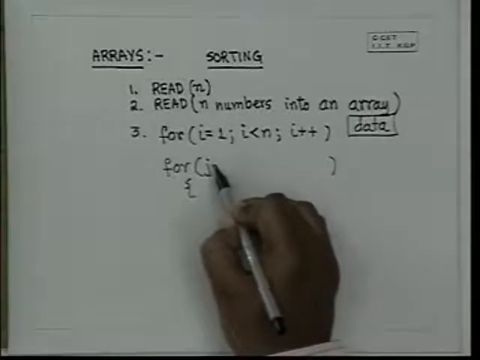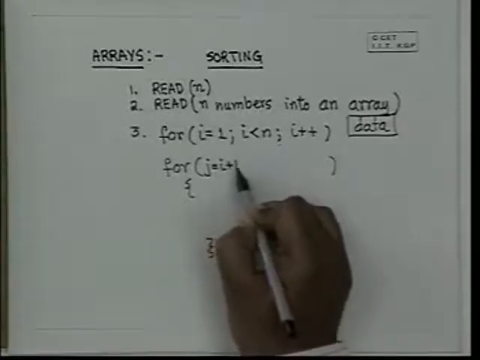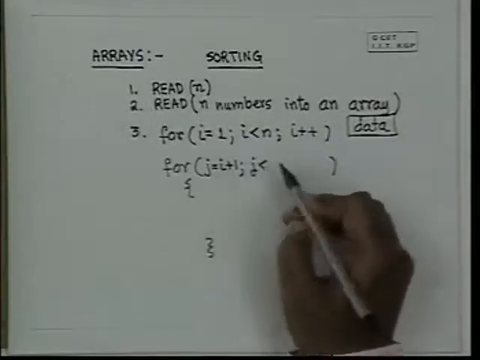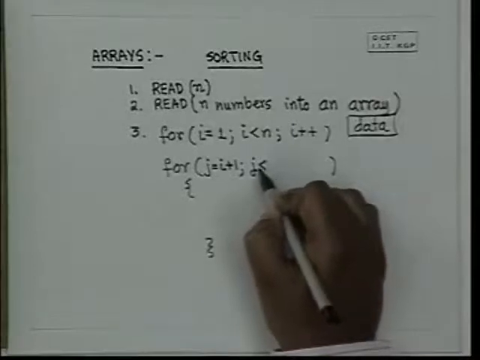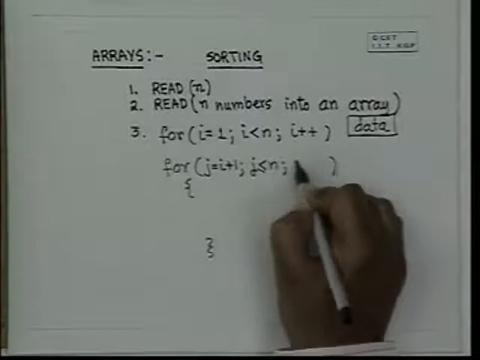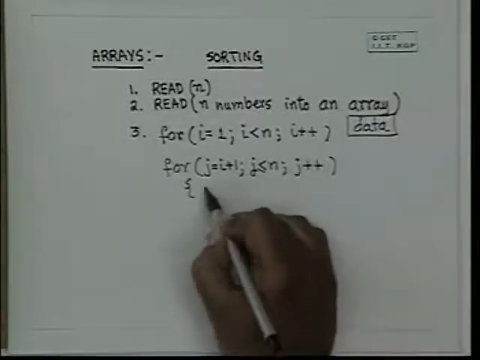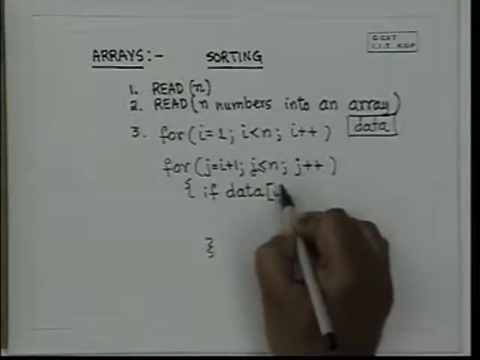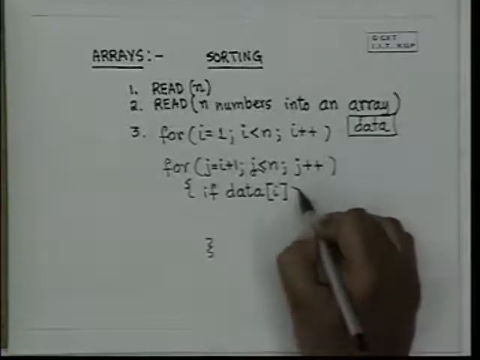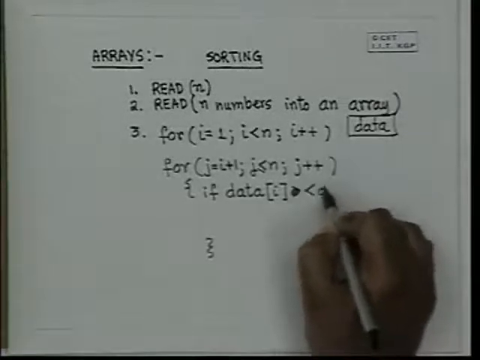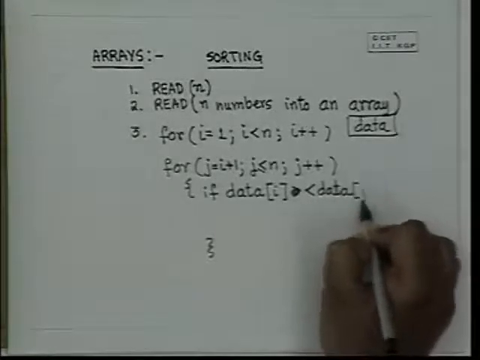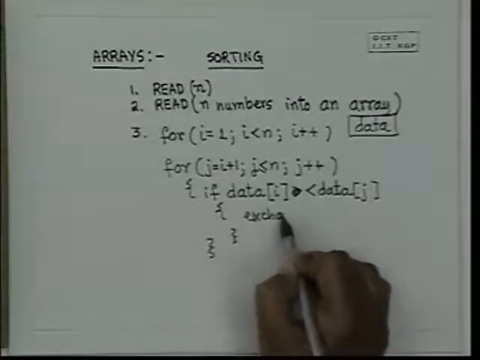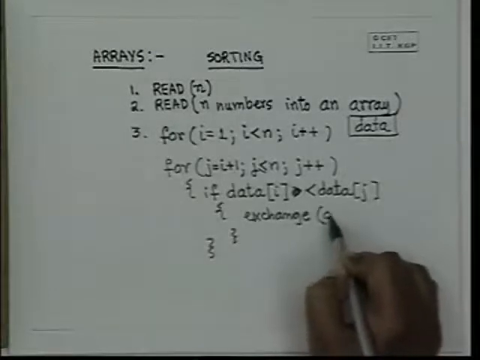So we will use a loop for j is equal to I plus 1 till j is, say, less than or equal to n, and increment it, and we will compare: if data I is less than data j, then we will exchange data I and data j.